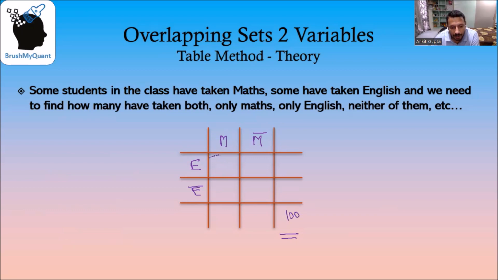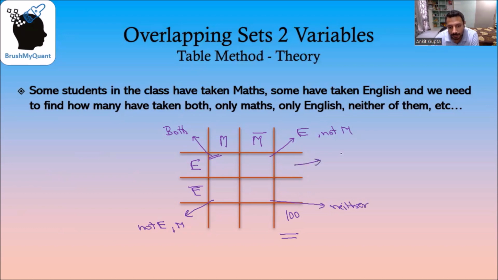Now, this part which you're looking at is nothing but the students who have taken both the subjects, right? So English and maths. If you look at this cell, these are the students who have taken English, but they have not taken maths. If you look at this cell, these are the students who have not taken English, but have taken maths. And these are the students who have taken neither of them, right? So neither maths nor English.